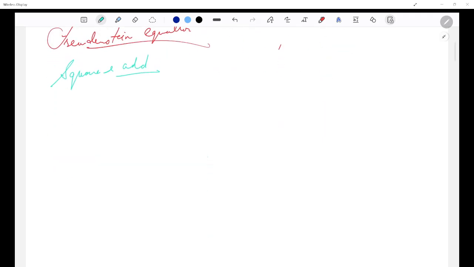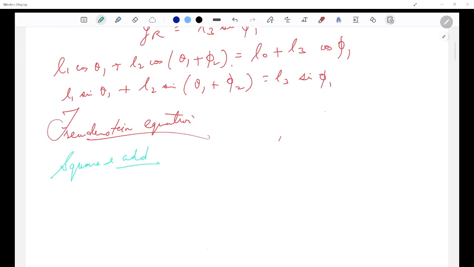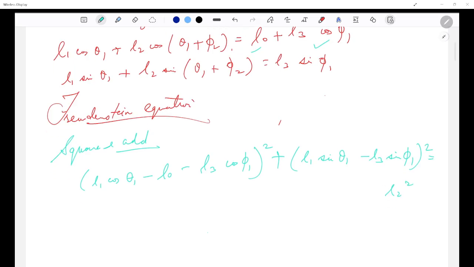And what do I have to square and add? I'll just rearrange the terms and show you the addition here. L1 cos theta 1 minus L0, I have taken this term to the left hand side, minus L3 cos phi 1, I have also taken this term to the left hand side, and only L2 will lie on the outside. All squared, plus (L1 sine theta 1 minus L3 sine phi 1) squared is equal to L2 square. It's just squaring and adding.